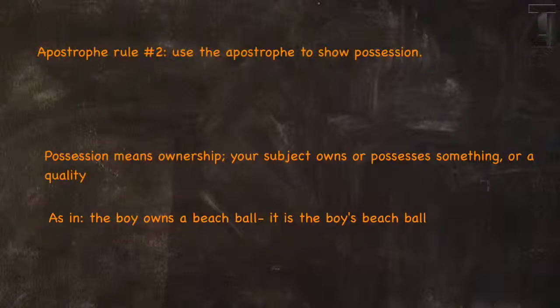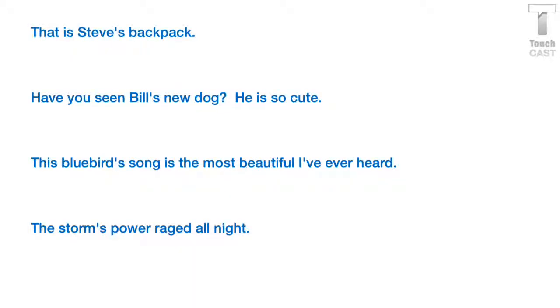As an example, when you say the boy owns a beach ball, you can say it is the boy's beach ball. That apostrophe S shows possession. He owns the beach ball. Here are a couple more examples here. This is Steve's backpack. You can see right here, apostrophe S, Steve owns the backpack.